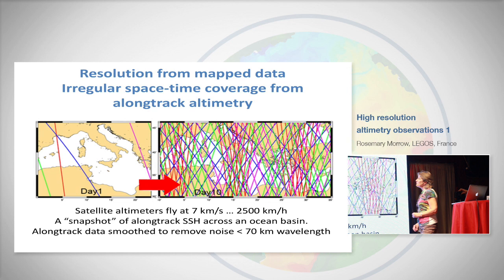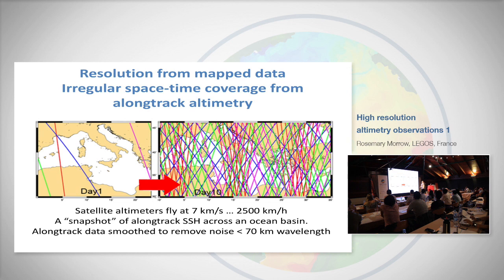So the second point I wanted to talk about was the mapping. This is an example, as Pierre-Yves had shown, of the mapping procedure. At day one in the Mediterranean, you have a couple of tracks from the different missions, the different colours corresponding to four different satellite missions. And then after day 10, you've filled in this sort of coverage. So it's quite unequal in terms of space and time coverage.